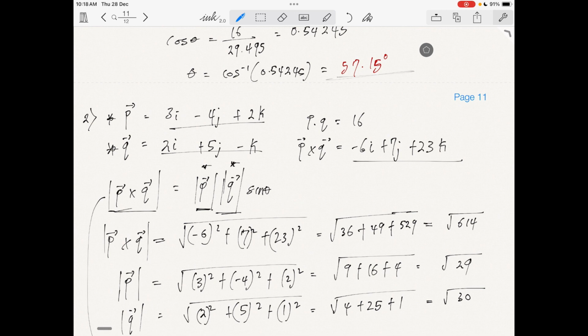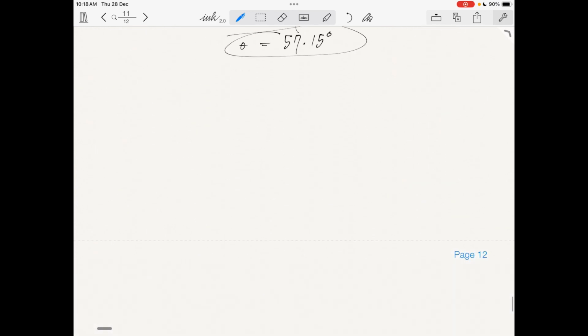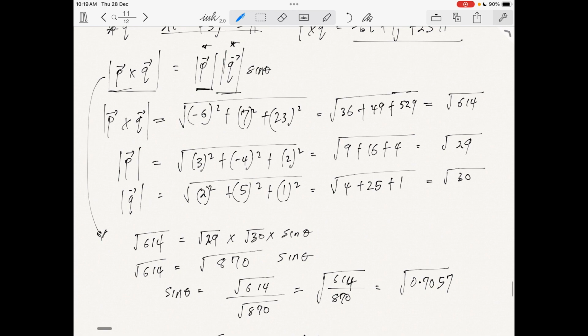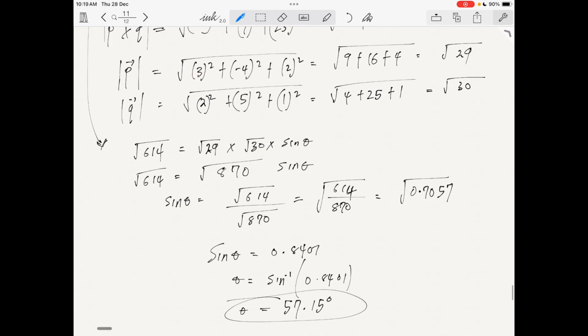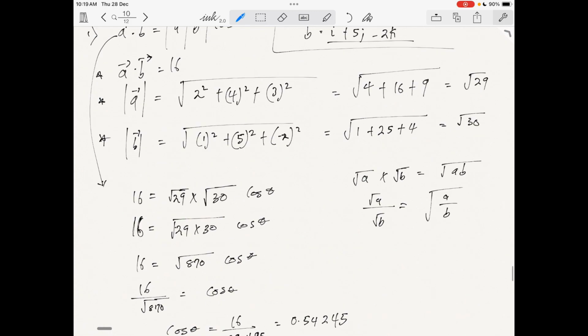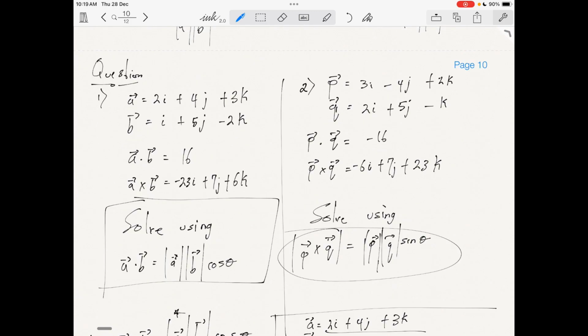So quickly we can pick one final question to evaluate the angle between two vectors. Now this is question 3. p is equal to 2i plus 3j plus 4k, and q is equal to 4i minus 3j plus 2k. We can see which method is faster. We can see that basically the dot product way is faster. So let's solve using the dot product formula.